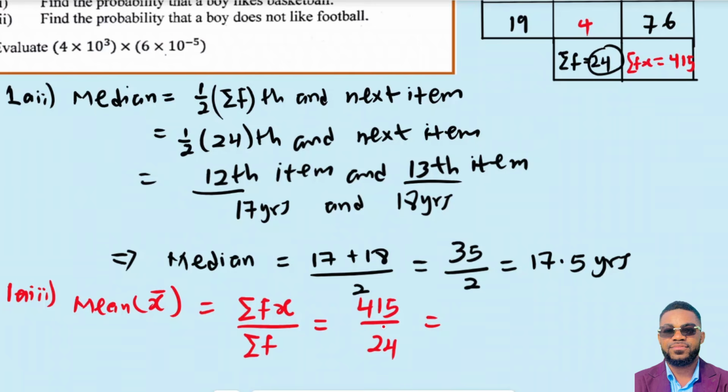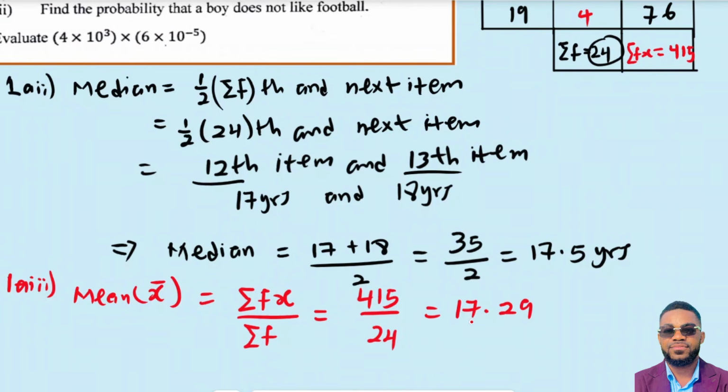So simplifying this one or dividing this one will give you the mean of the distribution. That is going to be 17.29. So you have 17.29, which we can write to one decimal place, and it's going to be 17.3 years. That is to one decimal place. Even though they didn't specify, you can also leave your answer as this. So that is it. That is how we can find the mean from this distribution. Now let's get to the next question.